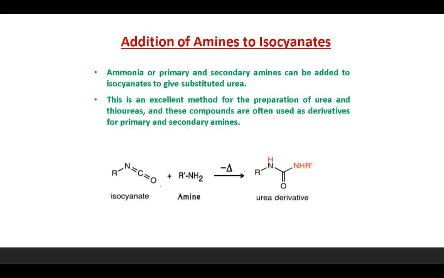Addition of amines to isocyanates. Ammonia, or primary and secondary amines, can be added to isocyanates to give substituted urea. This is an excellent method for the preparation of ureas and thioureas, and these compounds are often used as derivatives for primary and secondary amines. See the example. Here it may be a primary or secondary amine. When it reacts with isocyanate, it gives derivatives of urea.